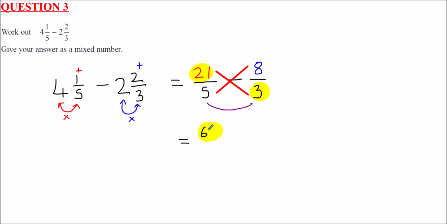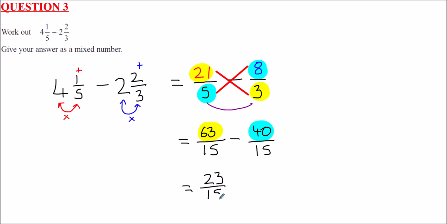So we've got 63 here. 5 times 3 means the denominator changes to 15. So I'm taking away from that. I then do the 8 multiplied by the 5. 8 times 5 gives 40. So I'm going to take away 40 15ths. Now the bottom numbers are the same, means we can leave them as 15ths, and we just look at the tops. So we just now do 63 take away 40, which gives us 23 over 15.